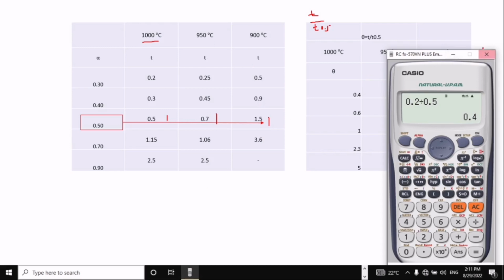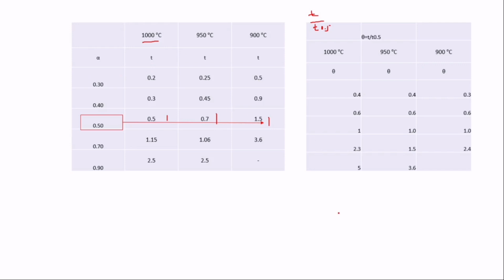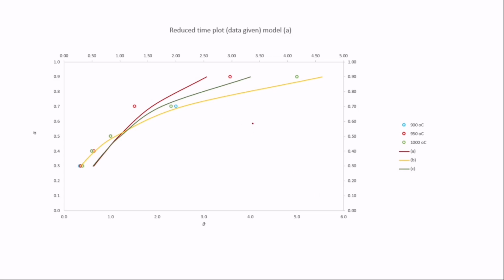1.5. Then what you do now is plot each of the temperatures. What you've got in here, you plot against the alpha value. You plot this against the alpha value, and this against the alpha value. So now when you plot against the alpha value, this is the graph you're going to get. For the first model, it's represented by this. So this is the model that asks to draw. So you've drawn your curve already.